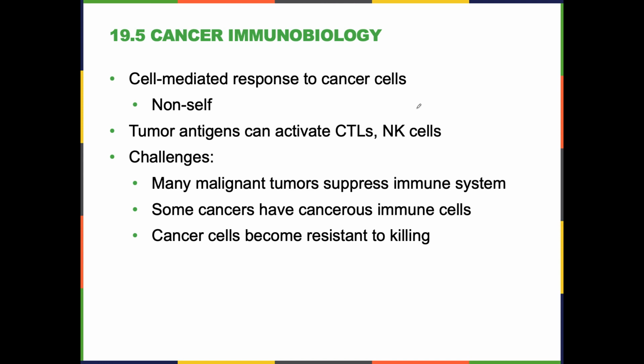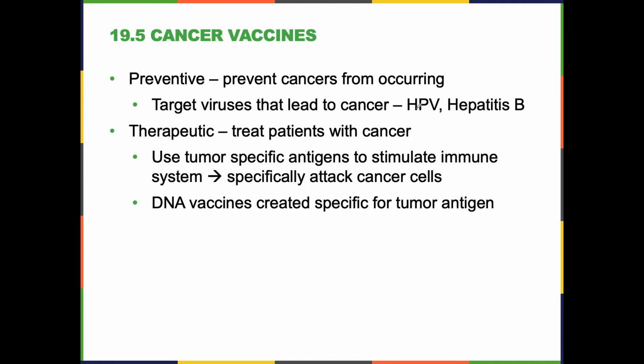And so the latest avenue is to use cancer vaccines, right? Cancer vaccines are essentially using or training our immune system to better fight cancers. And there are two general types, preventive and therapeutic. Preventive cancer vaccines prevent cancers from occurring. And we know that some viruses can lead to cancer. So HPV, human papillomavirus, and hepatitis B can lead to things like cervical cancer and liver cancer, right? So by vaccinating against those viruses, you greatly reduce your risk of getting those cancers.